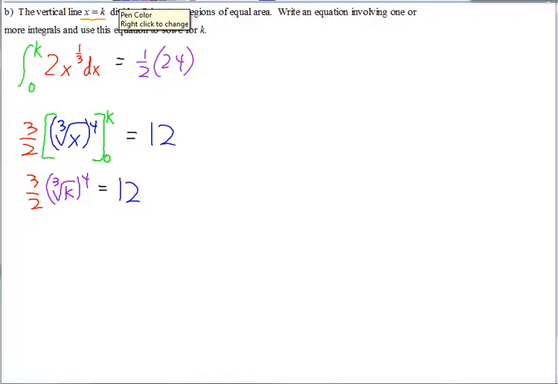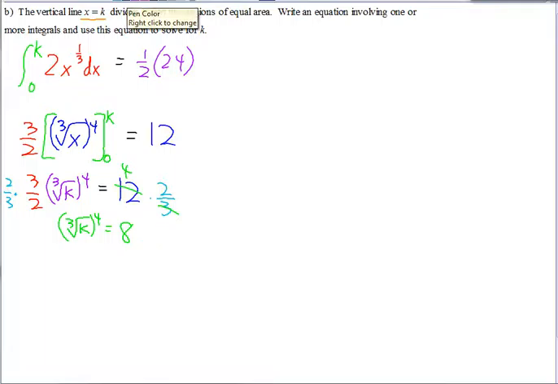And then to keep solving for k, if you want to get rid of the fractional one step, you can multiply by the reciprocal, 2/3. So we get the cube root of k to the fourth equals 12 times 2 is 24, divided by 3 is 8. Or you can go 3 goes into 12 4 times 2 is 8.